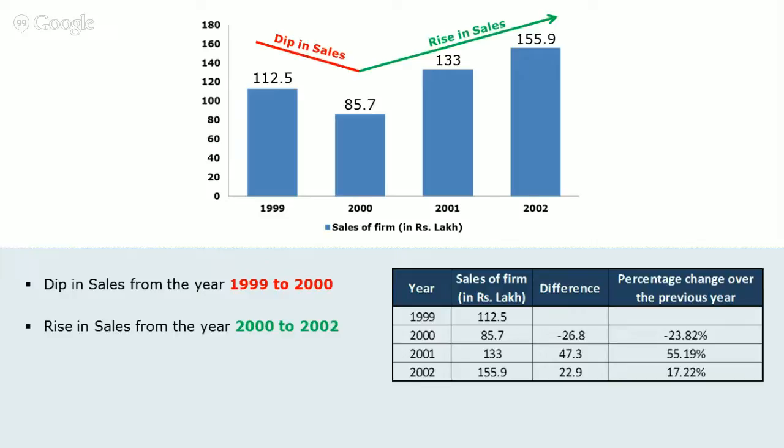In the same way, we see that from the year 2000 to 2001, the sales grew, and it grew by 47.3 lakh rupees, and this was an increase of 55.19%. Then from 2001 to 2002, the sales again rose, and it rose by 22.9 lakh rupees, and this was an increase of 17.22%.